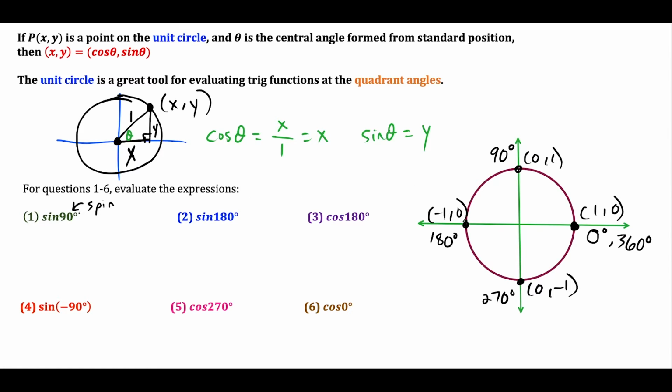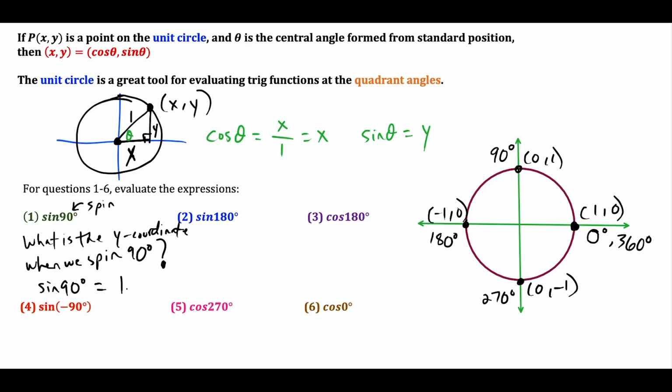So if I want to find sine of 90, I'm spinning 90 degrees, but the fact that I'm looking for sine of 90, remember, sine refers to the y coordinate. So really what this question is asking is, what is the y coordinate when we spin 90 degrees? Okay, so it really helps to be able to rephrase these questions in your head. So then when I want to answer, well, what is sine of 90 degrees? Well, we spin 90 degrees and we are at the point 0, 1. But remember, cosine is the x, sine is the y, and the y value there is equal to 1.